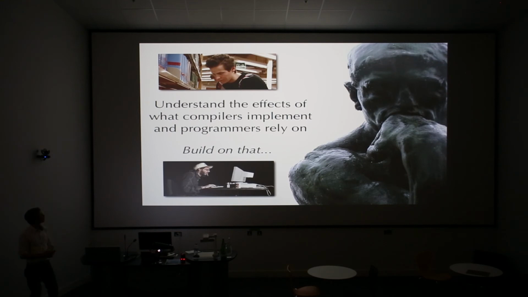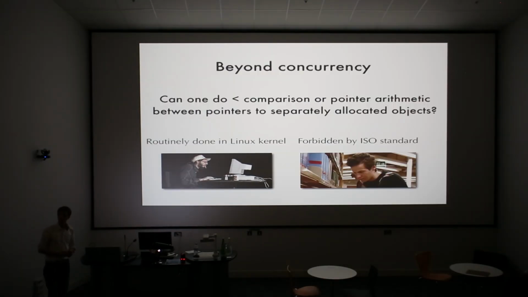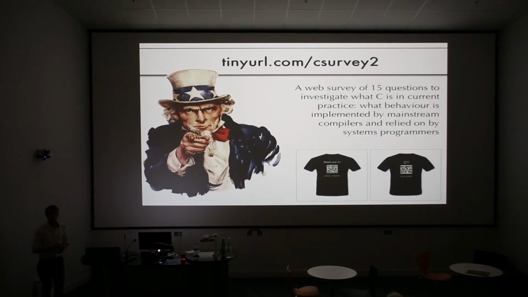But by the way, we can go beyond concurrency. This is not only a problem for concurrency. In the C standard, there are lots of subtle points in which whatever the programmers expect and what the standard says greatly differ. For instance, can you do a pointer comparison or pointer arithmetic between pointers to separately allocated objects? The standard will say no, but both are routinely done in the Linux kernel. Okay? So what is C? And what we need is your answer to this question.